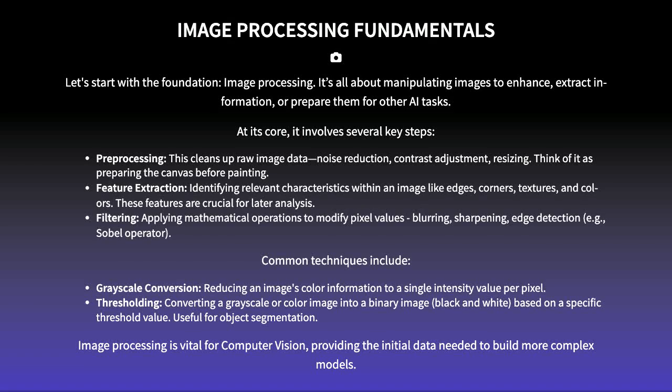Okay, so let's kick things off with image processing. It's really the groundwork we need before diving into NLP or computer vision. Basically, it's about taking raw images and making them easier to work with. We start by cleaning up the data, getting rid of noise and adjusting contrast. Then, we extract key features like edges and textures that are important for recognizing objects. Think of it like preparing a canvas before you paint. We use techniques like converting an image to grayscale or applying thresholds to separate foreground from background. Image processing provides the initial information computer vision models need.